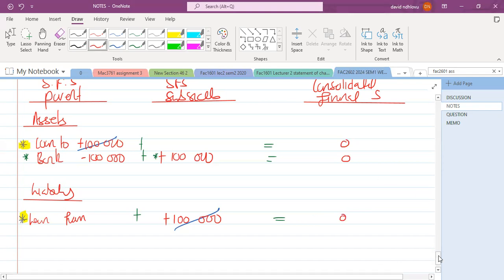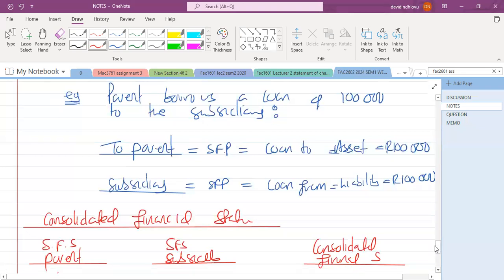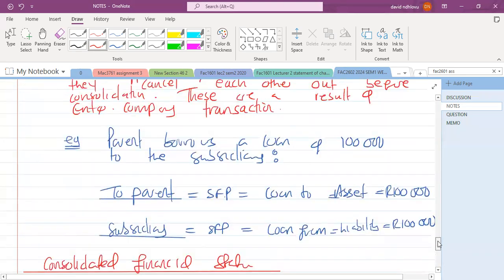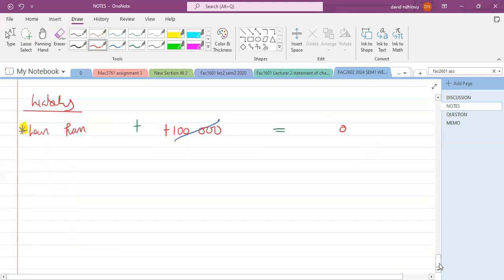Right, so that's the consolidation process. The first thing is to identify where transactions have occurred and have led to balances in the statement of financial position, which are common. You eliminate them. Right, at group level, we only recognize transactions with outsiders from the group. A company cannot take money from its left hand, give to its right hand, and record that in the books. It's null and void from a group level. Right, so we have dealt with one type of adjustment, which is the elimination of common items.